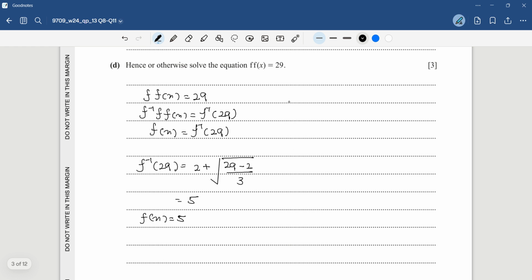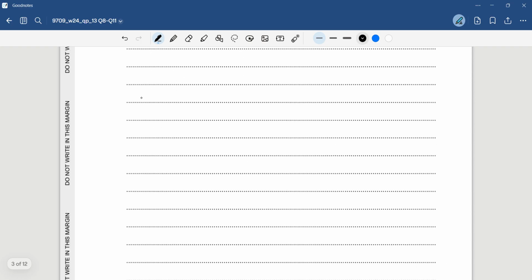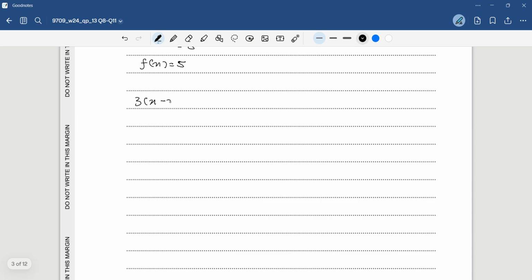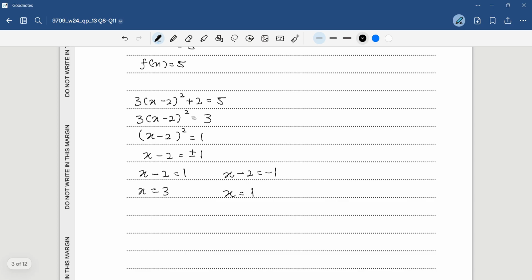Okay. So my f(x) is actually 3(x − 2)² + 2 equivalent to 5. Therefore 3(x − 2)² equivalent to 3, so (x − 2)² equivalent to 1. Therefore, when you bring the square to the other side, x − 2 must be plus or minus 1, where x − 2 equivalent to 1 and x − 2 equal to negative 1. So x equivalent to 3, x equivalent to 1.